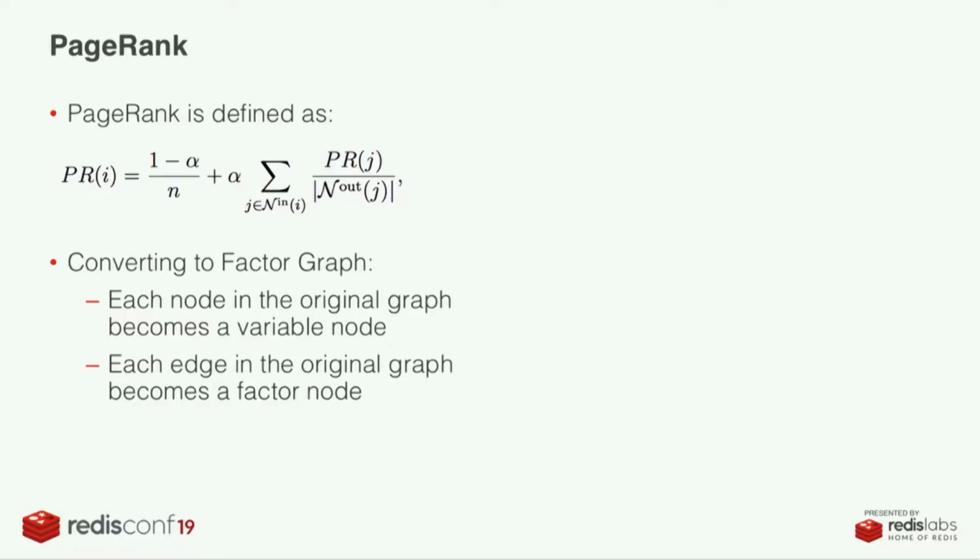Another interesting example that we ran, which you might know, is PageRank. We have a super large graph and want to compute the PageRank of each node. How can we do it in this framework very easily? To convert a regular graph to a factor graph for PageRank, every node in the original graph is a variable node, and every edge in the original graph is a factor node, and then we can do this gossip and run PageRank.